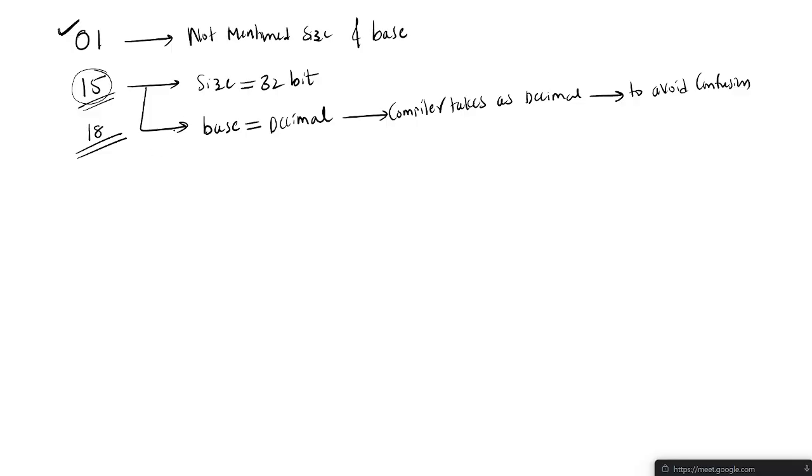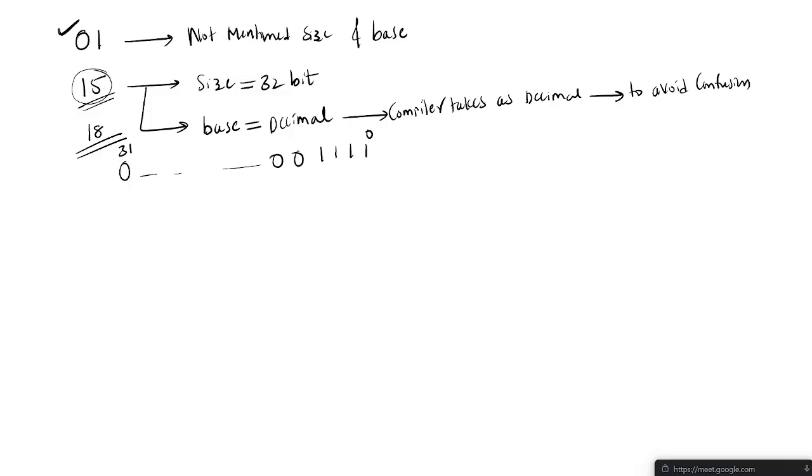So here 15 means what? Internally it will store as 1 1 1 1, and then 0 0 and so on up to 32 bits. This is the 0th bit and this is the 31st bit. Like this it will store.